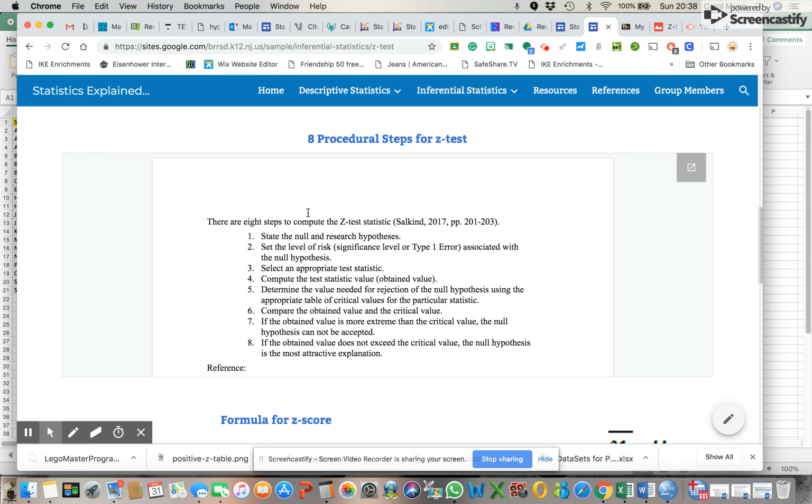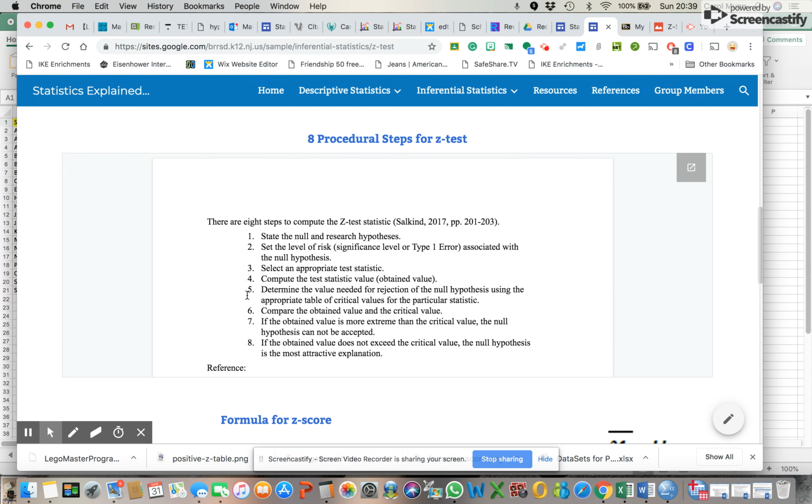The very first one is you state the null and research hypotheses. The second is set the level of risk associated with the null hypothesis. Number 3, select the appropriate test statistic. Number 4, you compute the test statistic value. Number 5, determine the value needed for rejection of the null hypothesis using the appropriate table of critical values for the particular statistic.